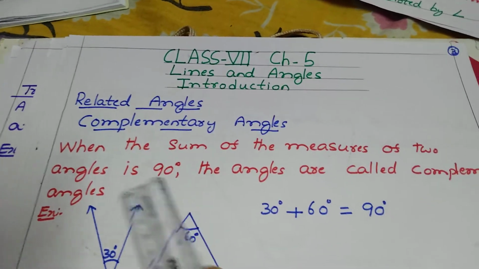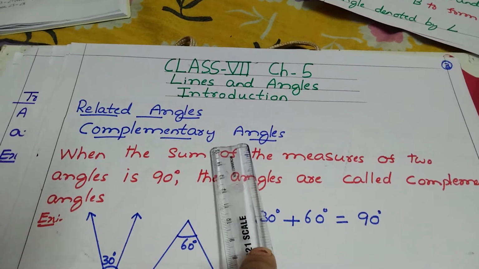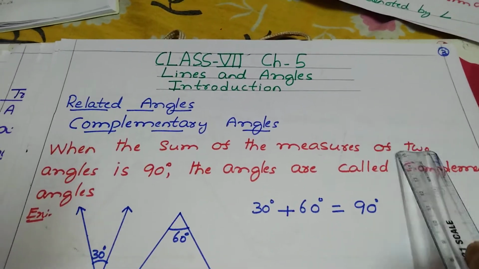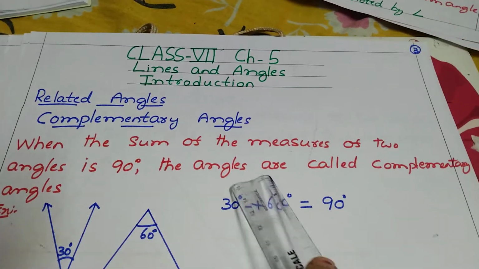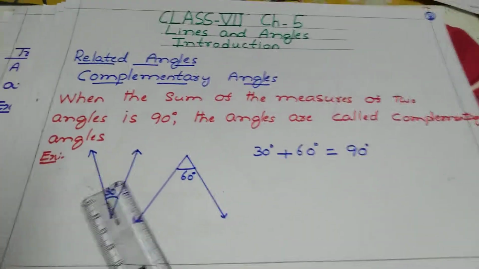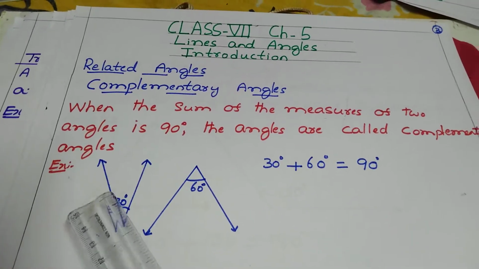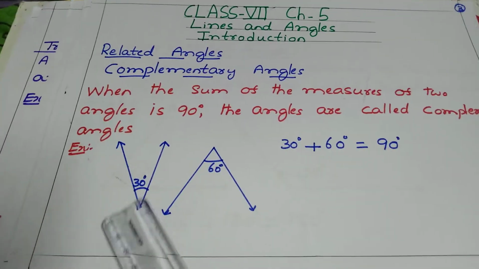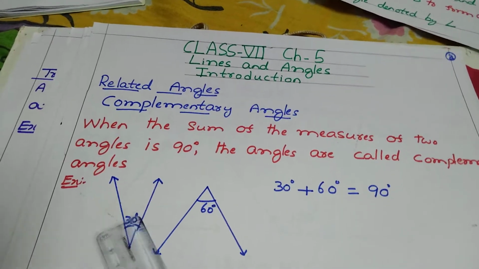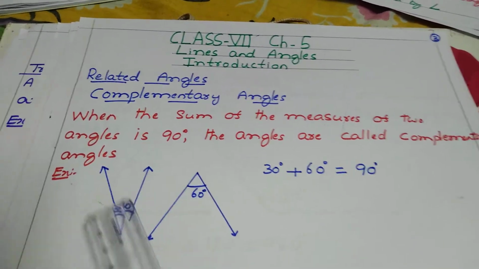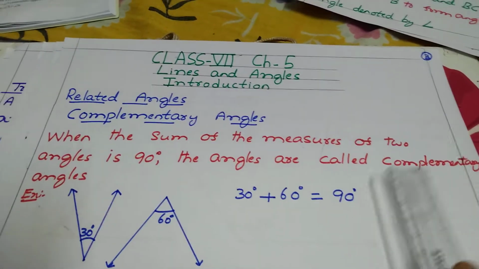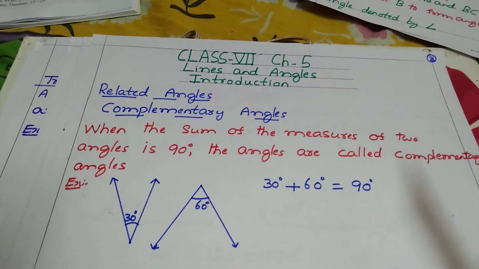Related angles. Complementary angles. What are complementary angles? When the sum of the measures of two angles is 90 degrees, the angles are called complementary angles. See, here we draw the angles with a scale. When we measure with a protractor, it is 30 degrees and it is 60 degrees. So complementary angles means when we take two angles, their sum, that is 30 degrees plus 60 degrees, if it is 90 degrees, we call them complementary angles.